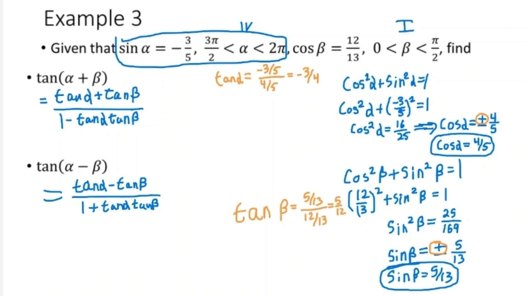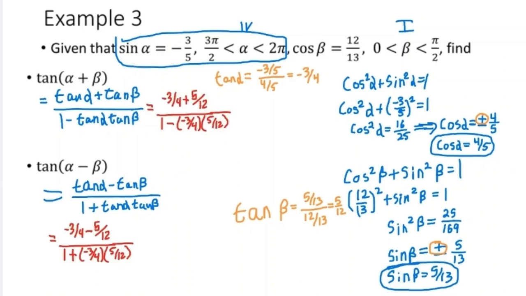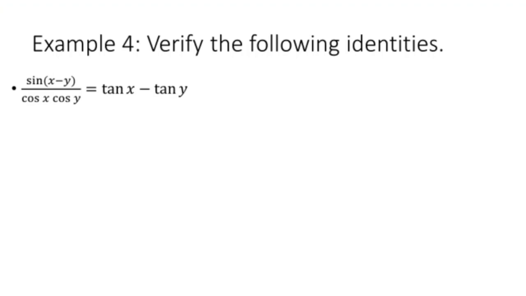Now that we have tangent alpha and tangent beta, we can plug those values into the formulas, and then we can do the arithmetic. For the tangent alpha plus beta, we get negative 16 over 63. For the tangent alpha minus beta, you get negative 56 over 33. Now we're going to practice using the sum difference formulas to verify the following identities.